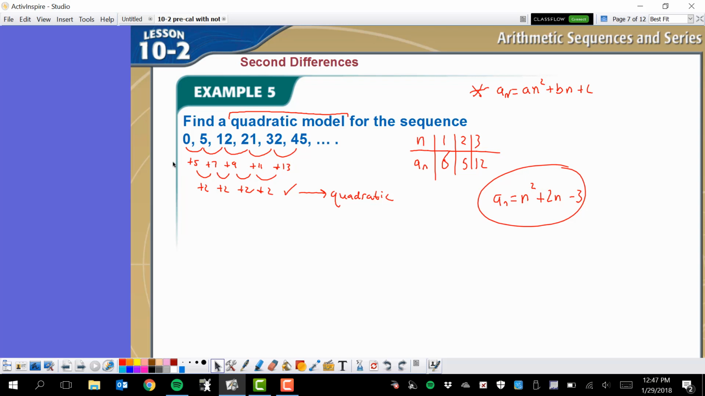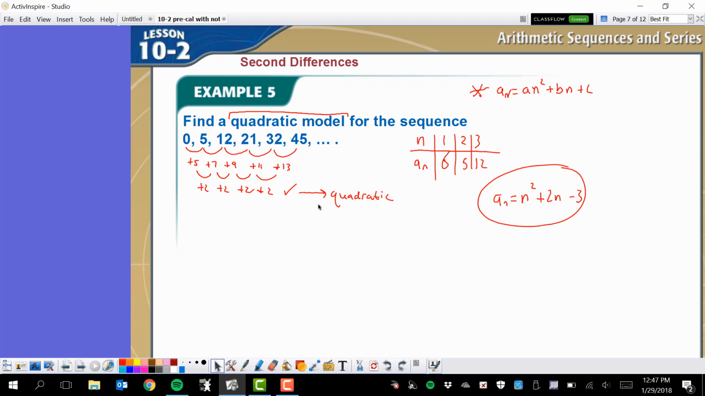Clearly that's not arithmetic. But what we can look at is what's called the second difference, the difference of the difference. And we see that the second difference is plus 2, plus 2, plus 2, plus 2. If the second difference is the same, we can deduce that the sequence is a quadratic sequence.